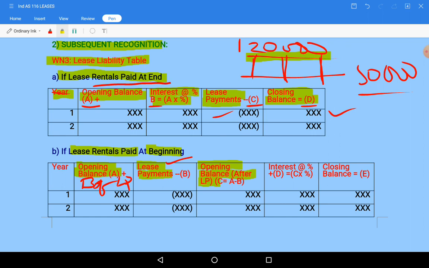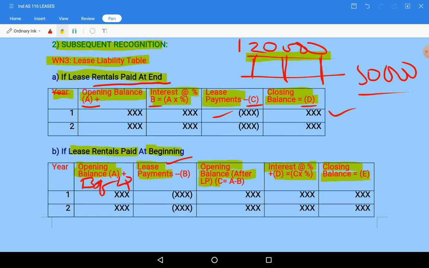Then on the opening balance after lease payments, we need to calculate interest. D is interest. If you add opening balance after lease payments plus interest, you will get closing balance E. I repeat: first opening balance before lease payments less B, lease payments; C will be opening balance after lease payments. On C, you calculate interest at the rate given in the question.